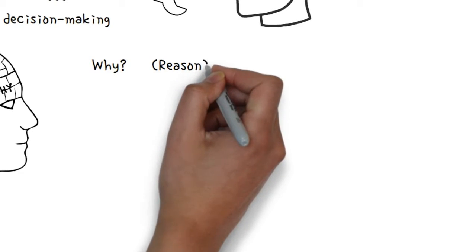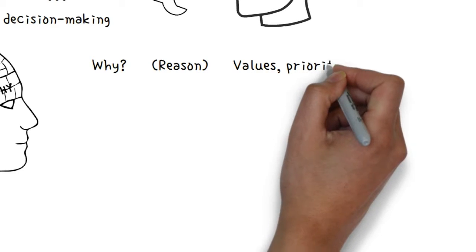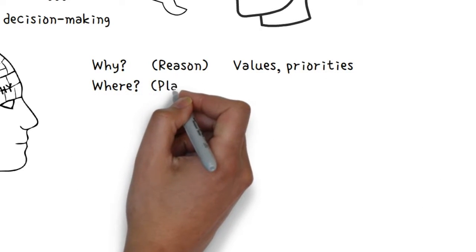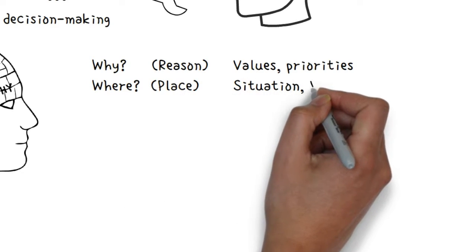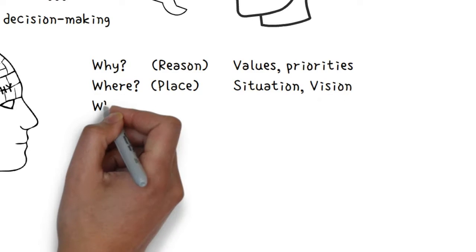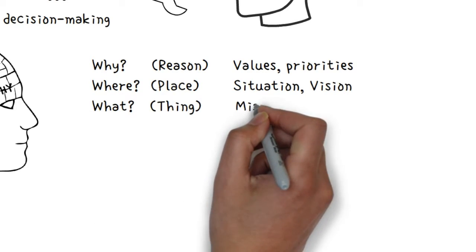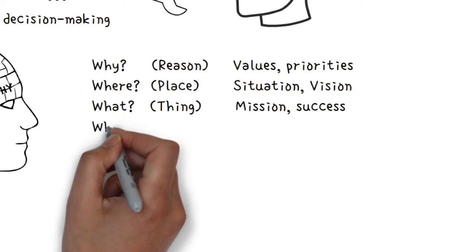Why is about reason. Here we look at values, principles, priorities, and passions. Where is about place. It helps us to look at the situation, both past and present, but also into the future as well, to start to cast our vision. What helps to define the thing, the mission, the end state, what success looks like.